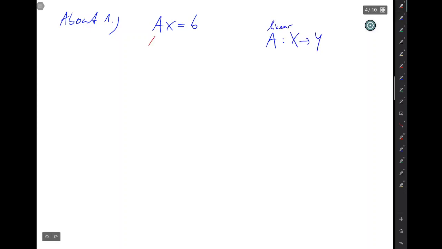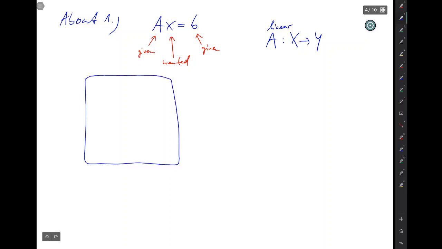Of course, A is given, b is given, and x is to be determined. So let me say wanted. At this point, I like to do the following drawing. You can count how many times I'm doing this during this course. My guess is about 100 times.